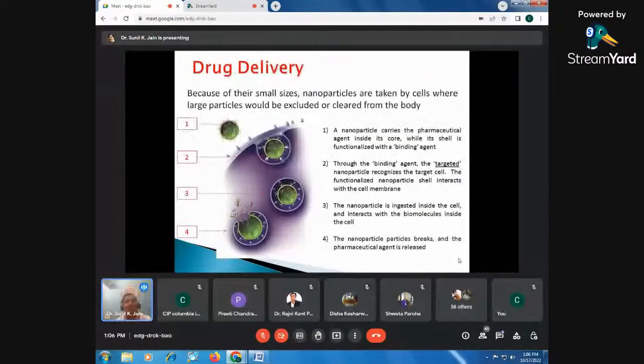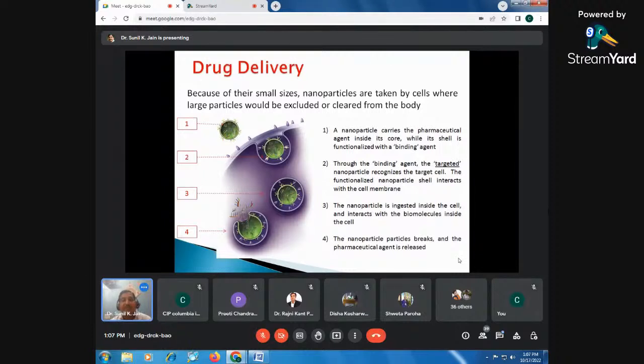Because of their small size, what is the mechanism of nanoparticles? You can see it on the slides. These nano-sized particles, how do they work in our body, and how are they used as targeted delivery systems? As we can see, the first step is that the nanoparticle carries the pharmaceutical agent inside its core, while its surface is functionalized with binding agents.